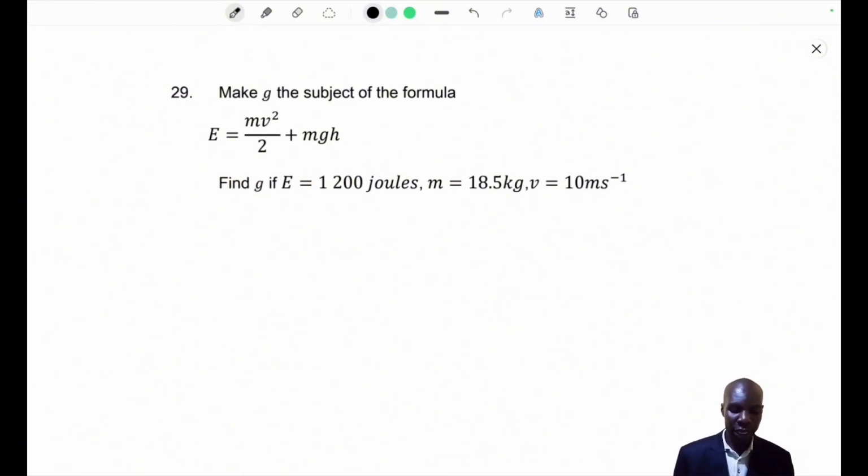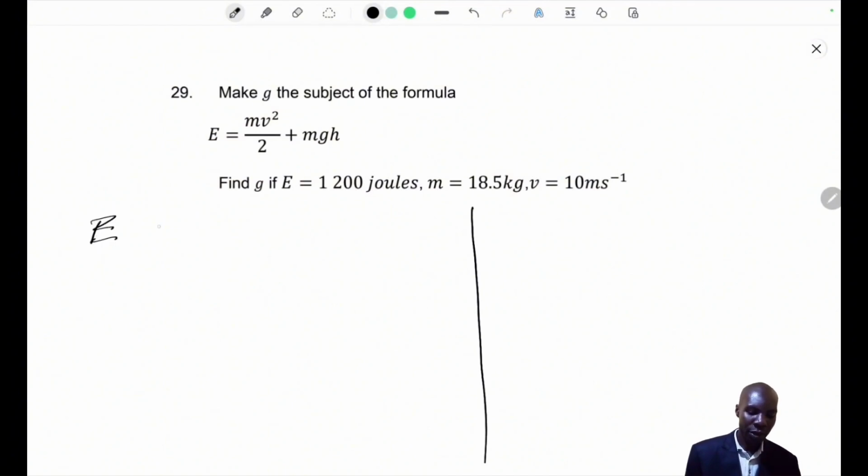Number 29, make G the subject of the formula. E is equal to mv squared over 2 plus mgh. Find G if E is 1200 joules, M is 18.5 kilograms, and V is 10 meters per second. So we are given E equals mv squared over 2 plus mgh. Find G. So we want to make G the subject of the formula.